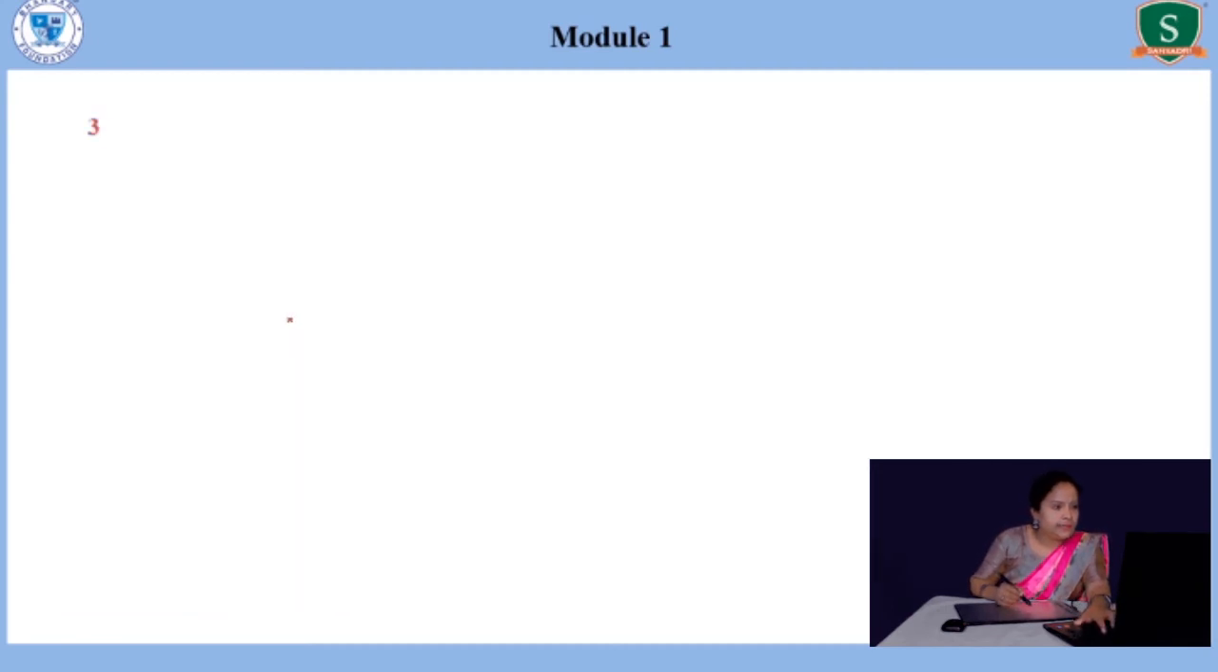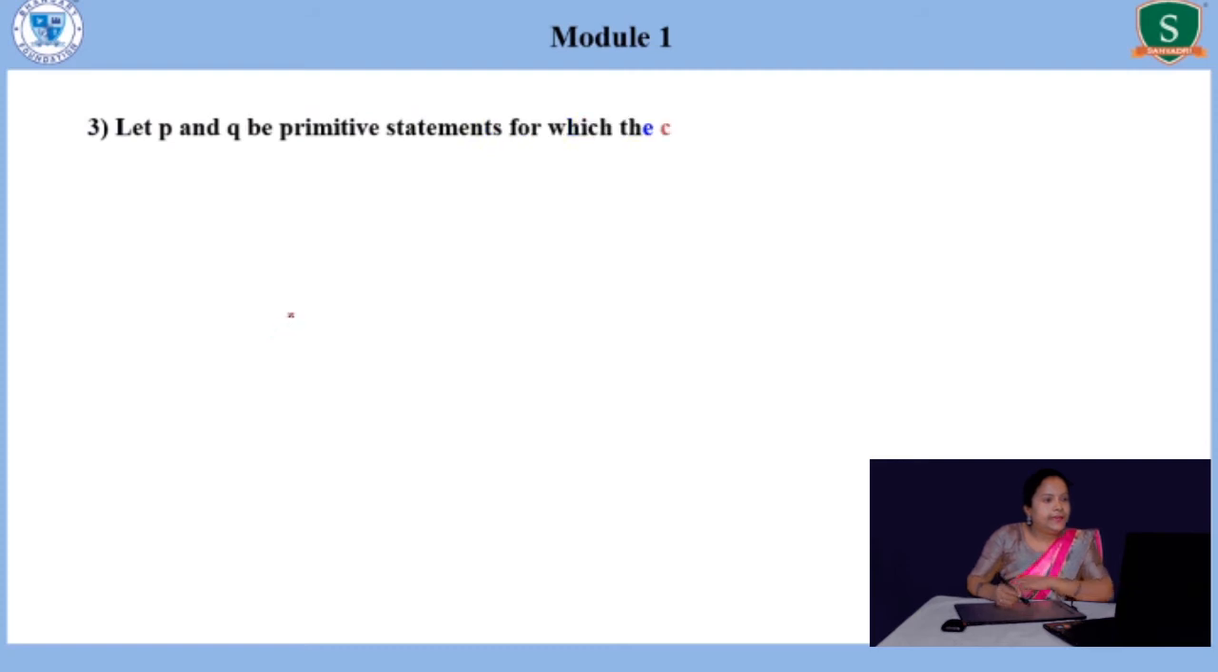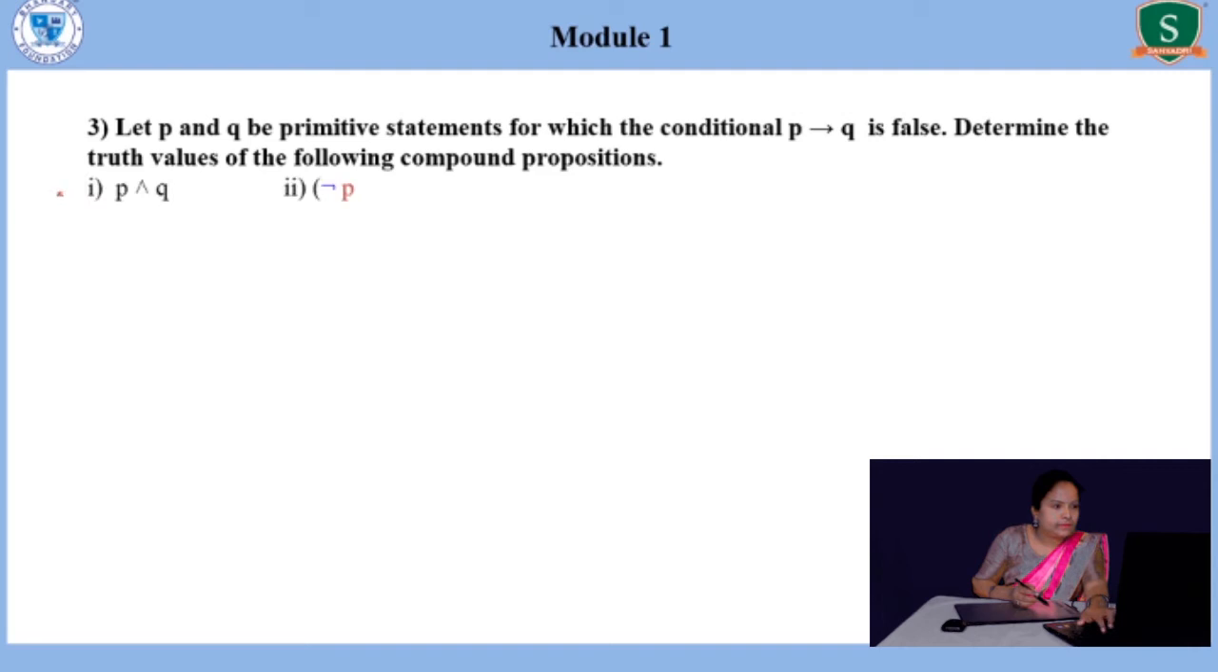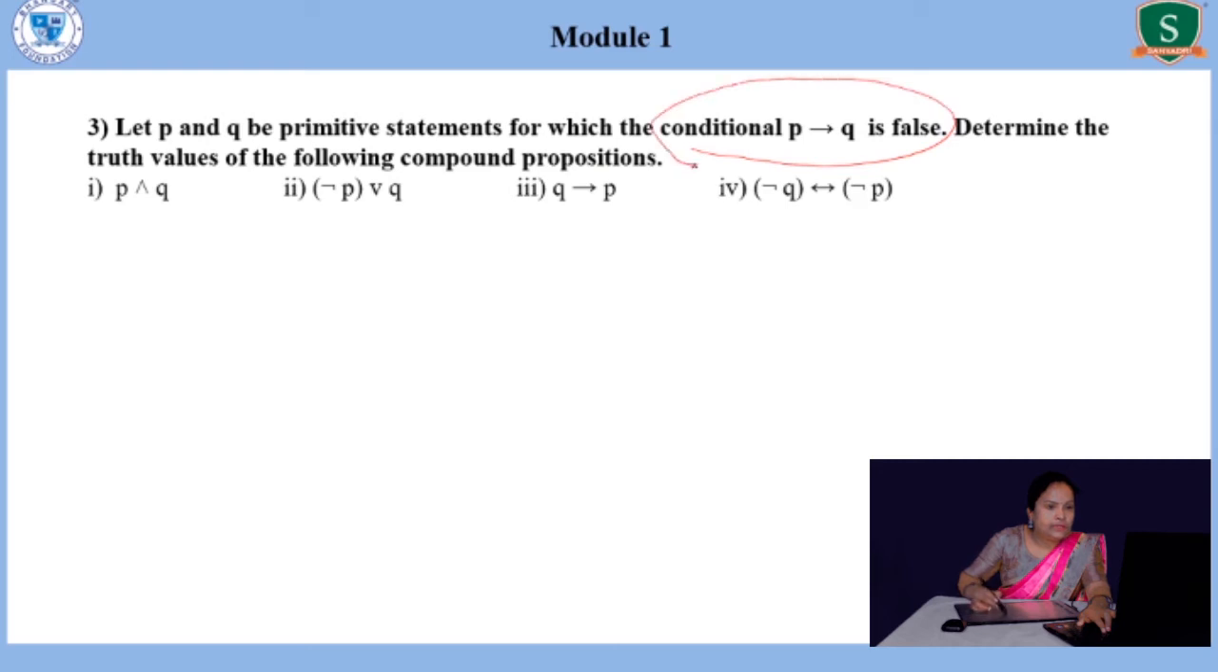Okay, next we will see the next problem. Let p and q be primitive statements for which p conditional q is false. Determine the truth values of the following compound propositions. First one, p and q, negation p or q, q conditional p, negation q conditional negation p. We need to find the truth values of all these compound propositions. Now here, p conditional q is false is given.